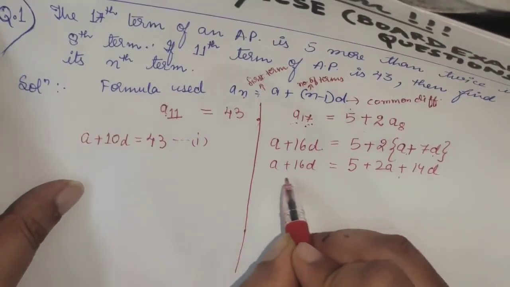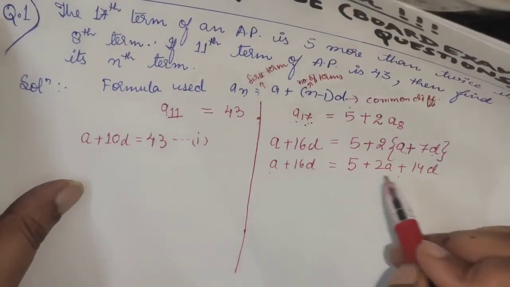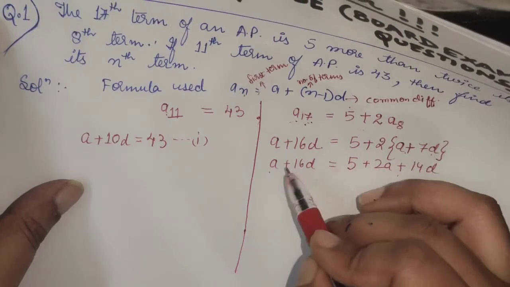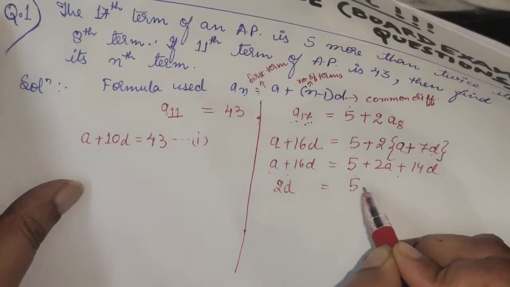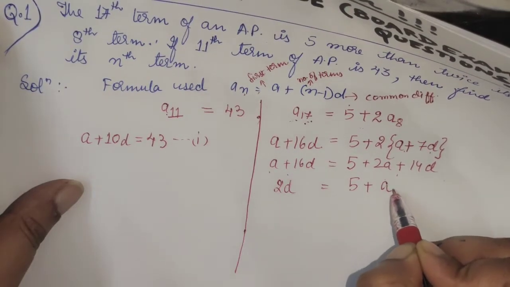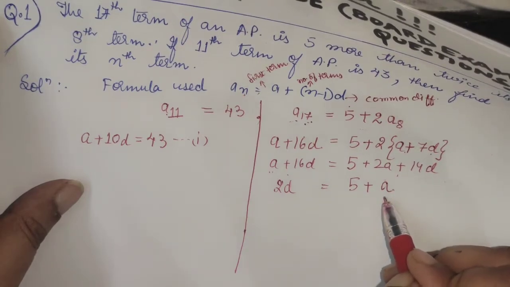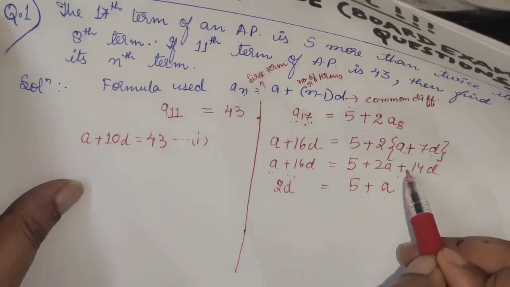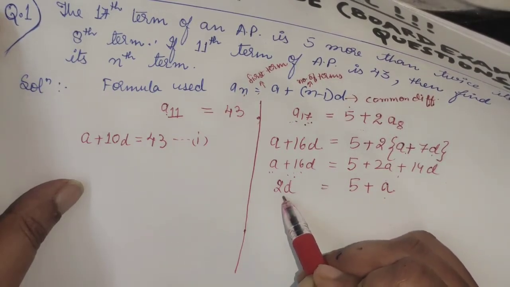Now solve this equation by transferring a to the right hand side and the d value to the left hand side. So you will be getting 2d is equal to 5 plus a. a goes to the other side, so 2a minus a will give a, and 14d goes to the left hand side, so its sign will change, and 16d minus 14d will be 2d.